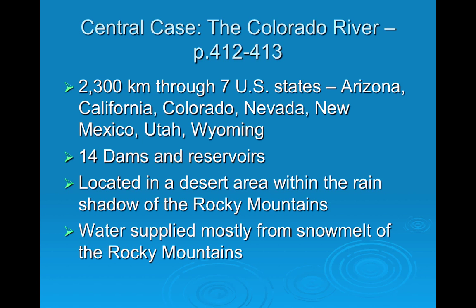It features 14 dams and reservoirs, lots of diversion projects, which we'll talk about in the second section, and it is withdrawn from a lot. And that is largely because it cuts through a lot of desert, and it starts in the Rocky Mountains, and its water is supplied mostly from snowmelt there from the Rocky Mountains.